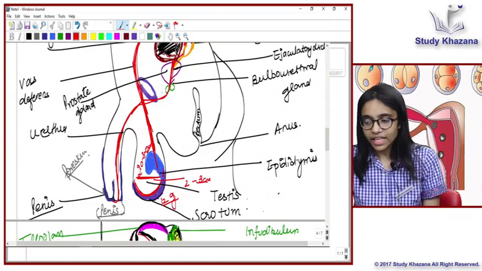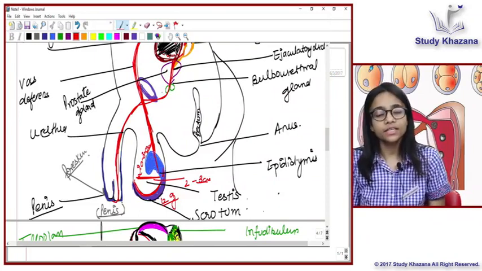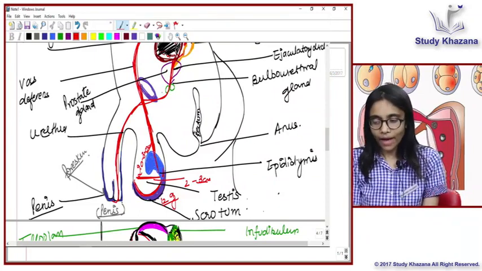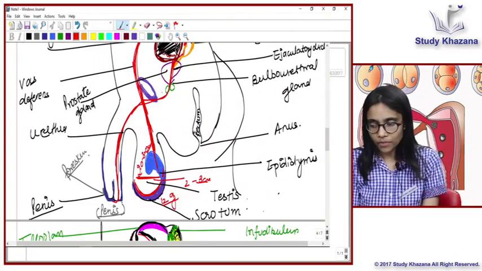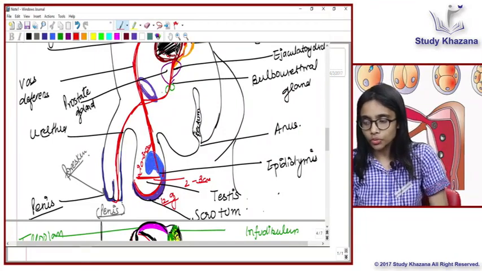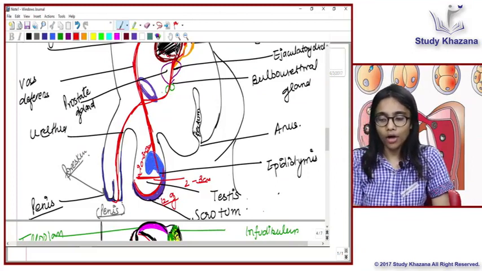Okay, each testis is connected internally to the abdomen by means of the spermatic cord. It is itself a compound tubular gland which is covered by tunica.